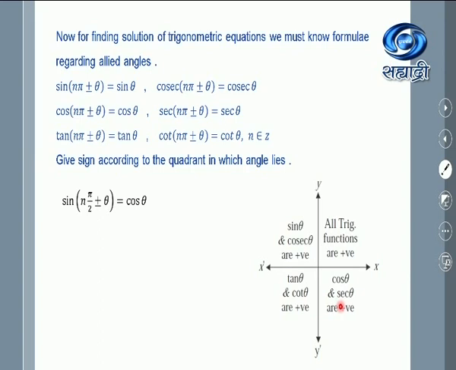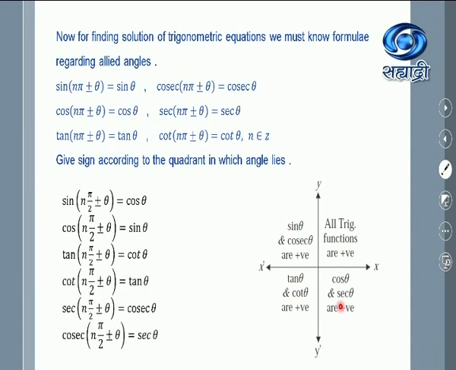Similarly, if you have sin of n pi by 2 plus or minus theta, then cos of n pi by 2 plus or minus theta, tan of n pi by 2 plus or minus theta, and the remaining three, see the interchange is there. Sin changes to cos, cos changes to sin, tan changes to cot, cot changes to tan, sec changes to cosec, and cosec changes to sec. Remember, here n is an integer.